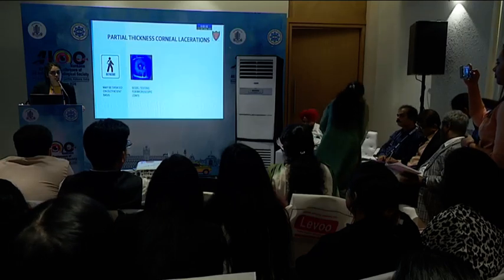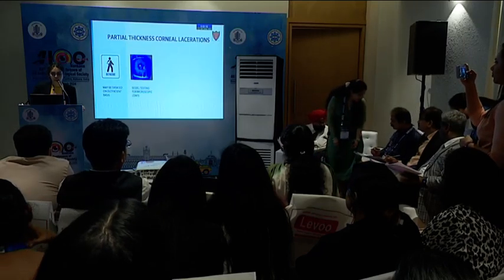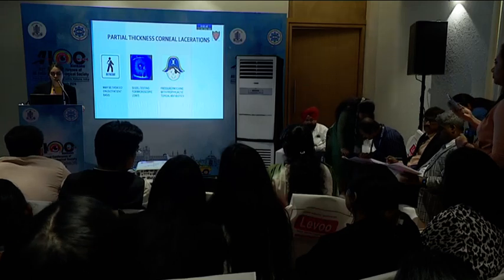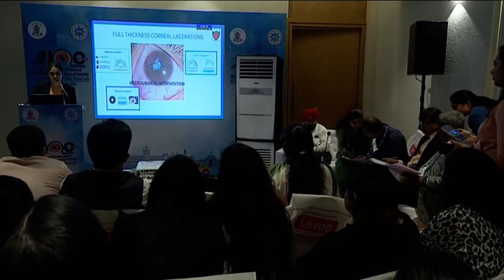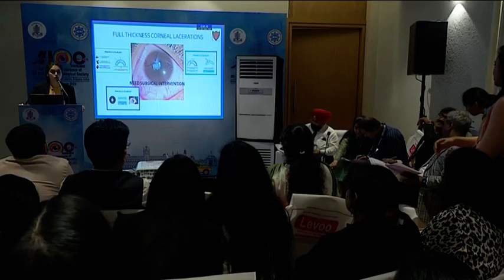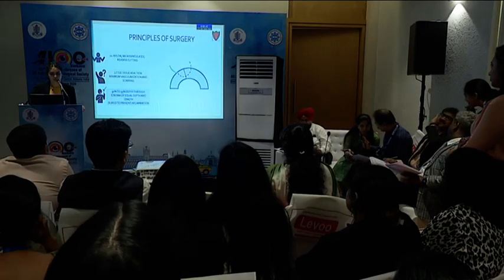Partial thickness corneal lacerations are often self-sealing, which is why they can be treated on an outpatient basis. Seidel testing is done on follow-ups to look for any microscopic leaks, which are repaired by pressure patching and by bandage contact lenses. Full thickness corneal lacerations are open globe injuries requiring surgical intervention.